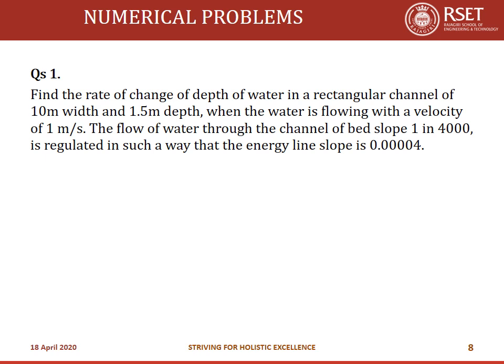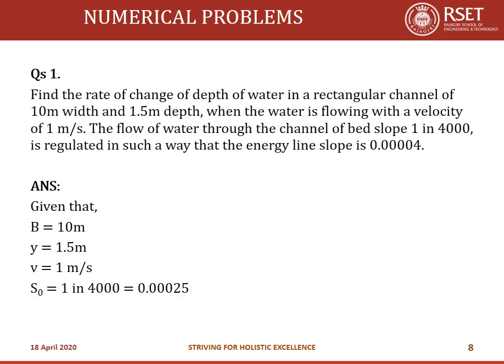So first, like any other numerical problem in fluid mechanics, we start with writing down the given data. Given that the width is 10 meter, the depth is 1.5 meter, velocity of flow is 1 meter per second, bed slope is given as 1 in 4000, so 1 divided by 4000 is 0.00025, that is the bed slope S0. Energy line slope is Sf, Sf is given by 0.00004. So these are the data that are given to us.